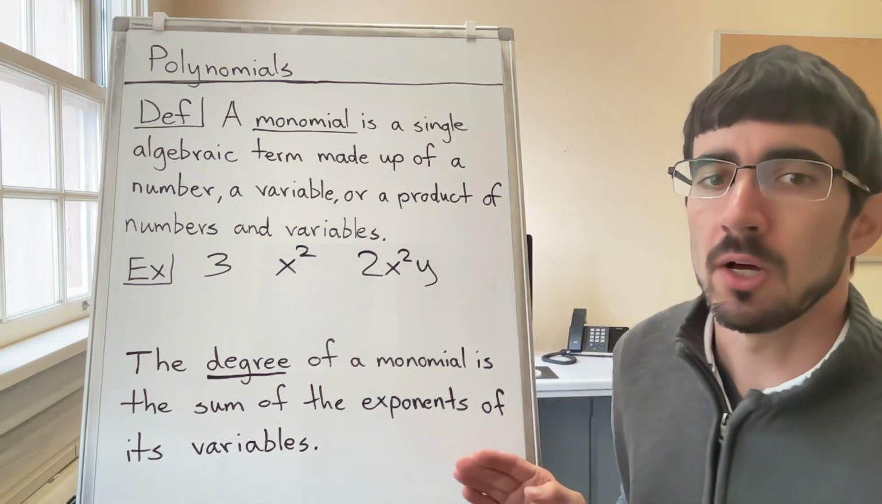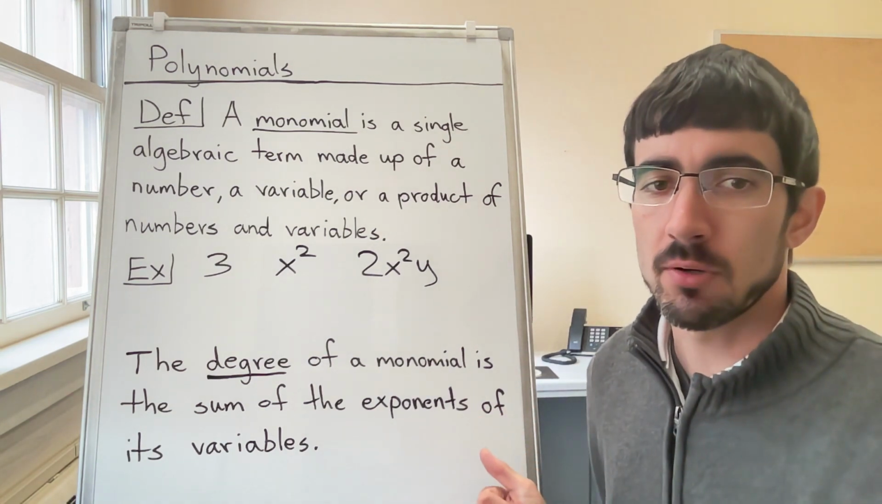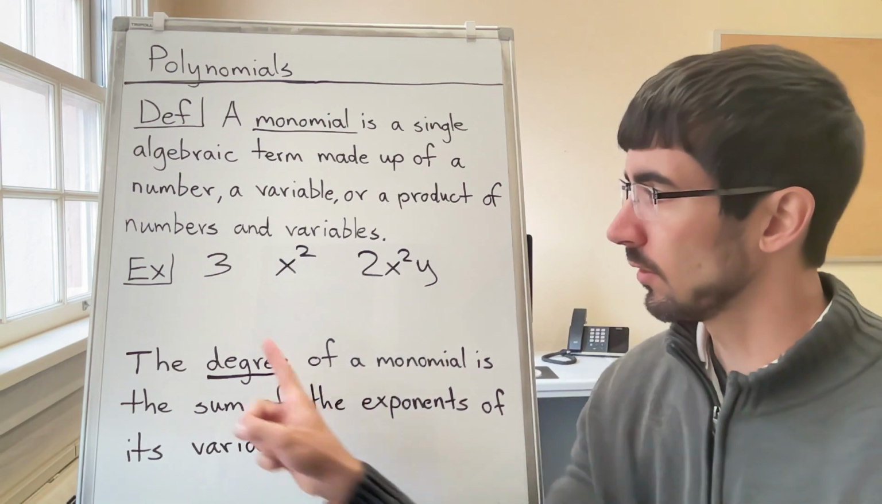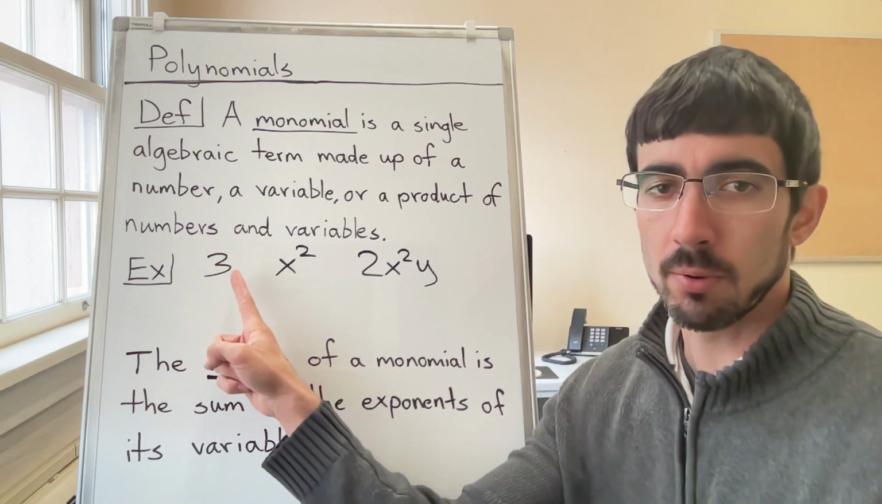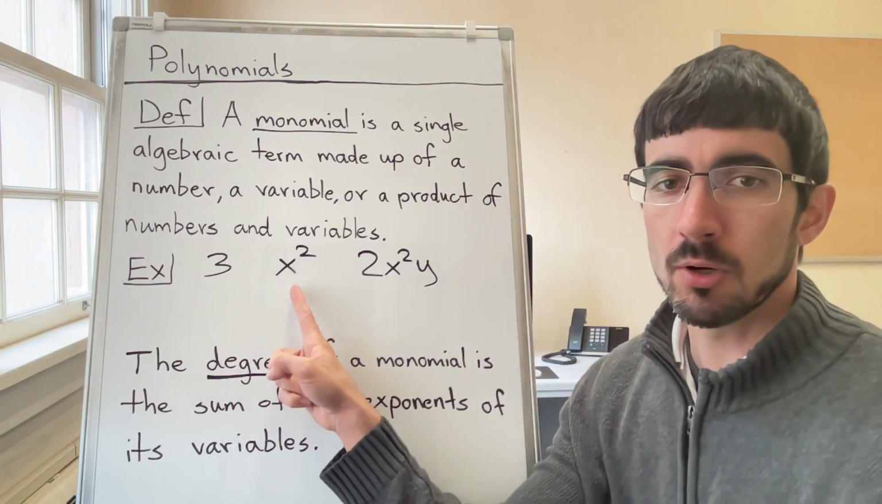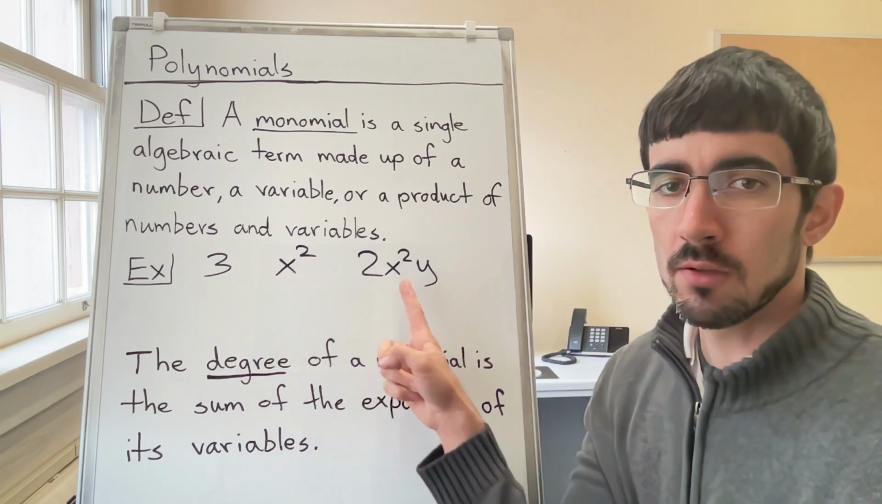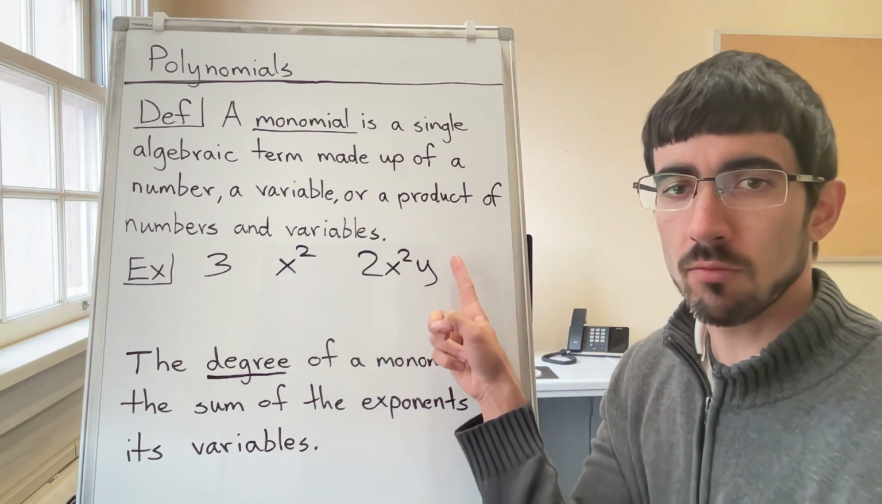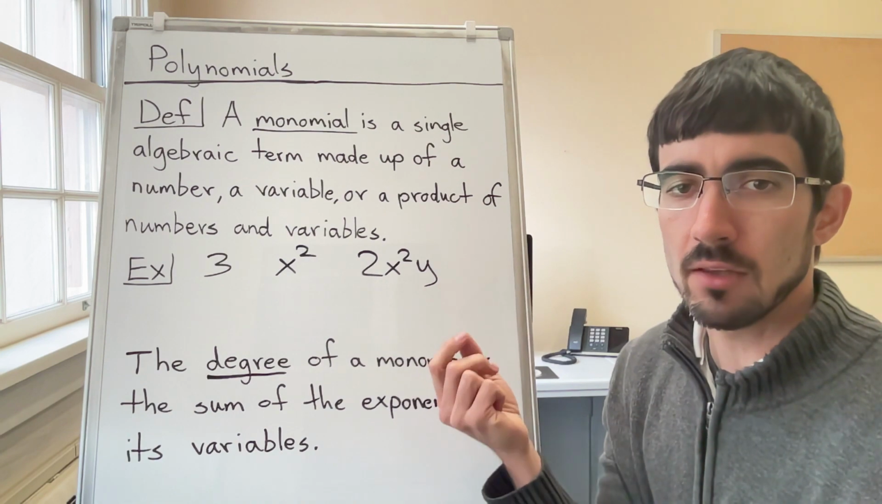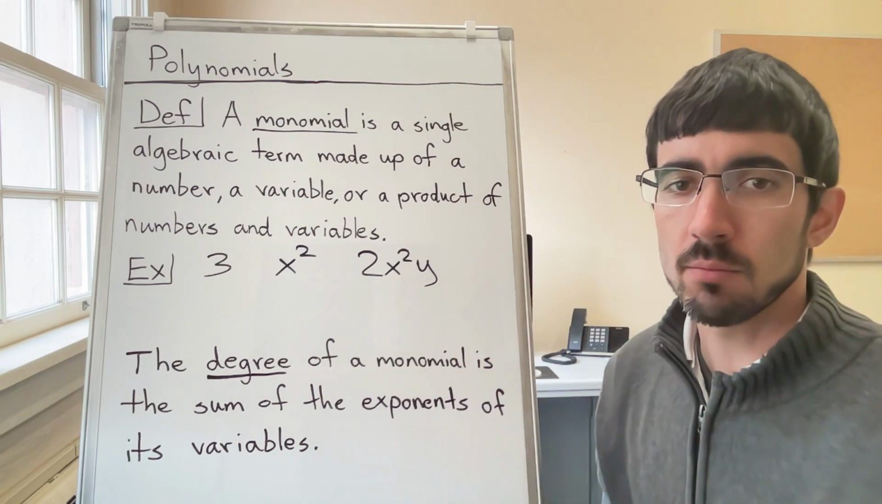The degree of a monomial is the sum of the exponents of its variables. So this monomial has degree 0. There's no variable part with an exponent. This monomial has degree 2. This monomial has degree 3 because I have x squared and I have y to the first. So if I add those exponents, that's a sum of 3.